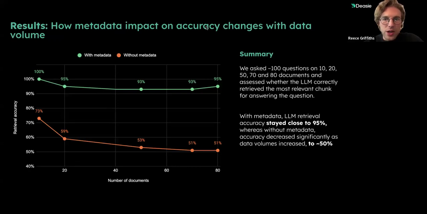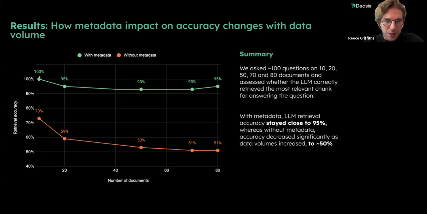And so here are the results on the metadata side. What you're looking at here is, as we increase the number of documents in the document set, how did the retrieval accuracy change? We defined retrieval accuracy as: did the model pull the most relevant chunk or the most relevant document for the given question? And I guess a couple of observations.